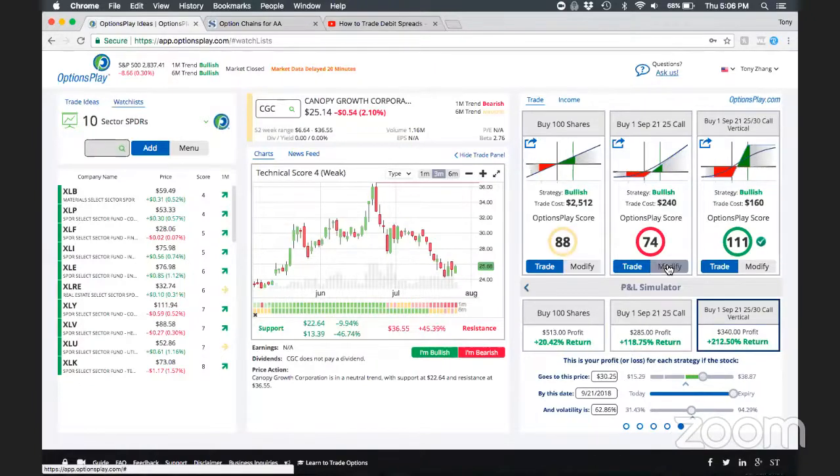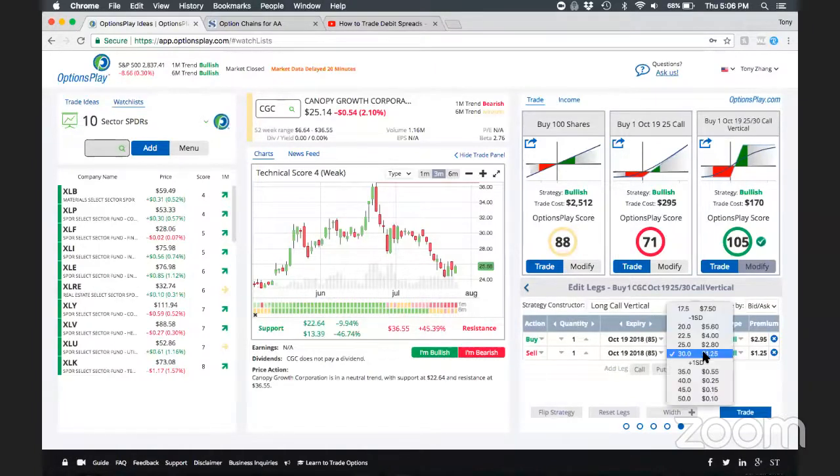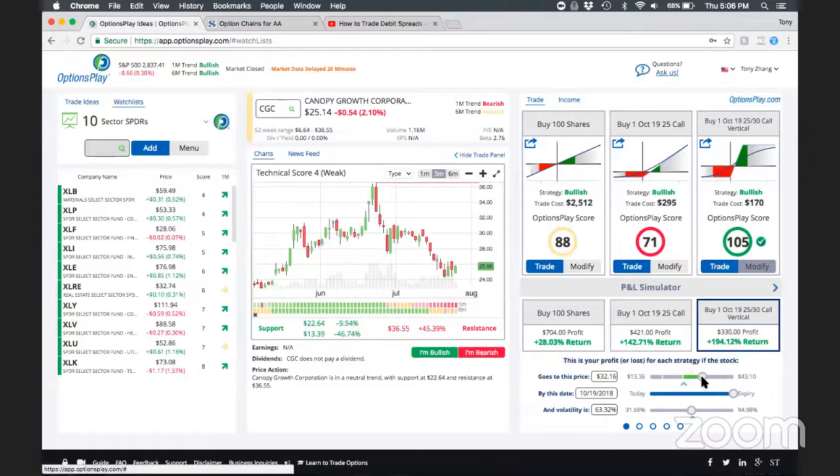Now, I'm using the September one. You asked for October. We can easily flip over to October real quick. It's really easy to do that. So let's take a look at October. Same thing. These strikes are really far apart, so you don't have a lot of choices here. But you can use them, and as you can see, 295 versus 170, so it's a 142% return versus a 190% return. That's really where you can use this tool to quickly find opportunities.